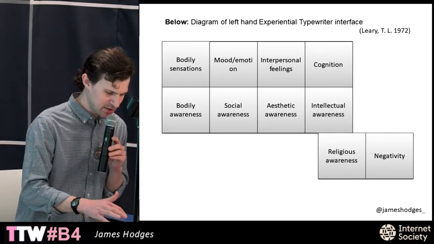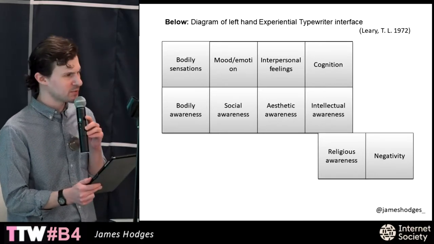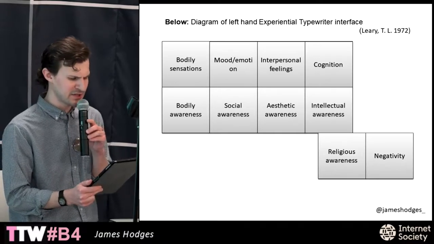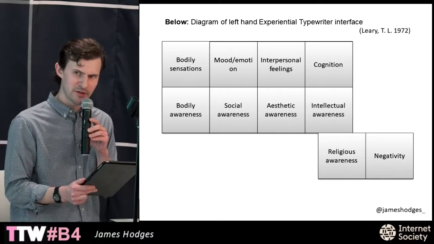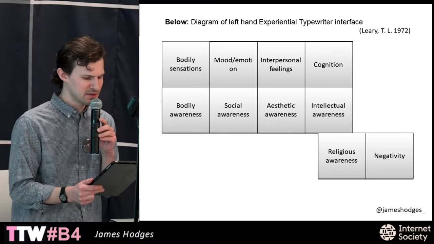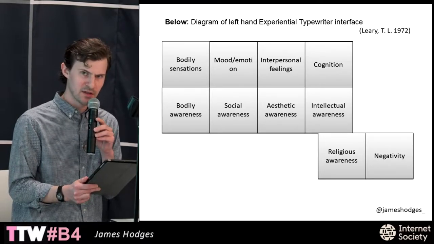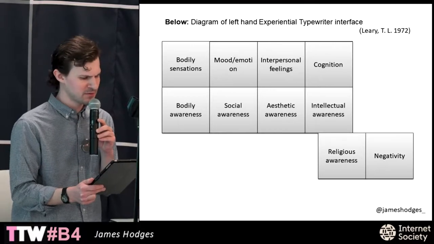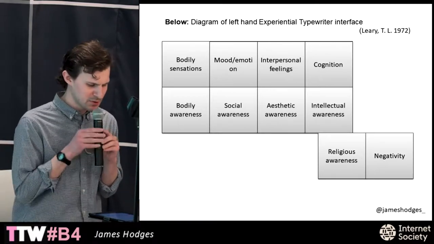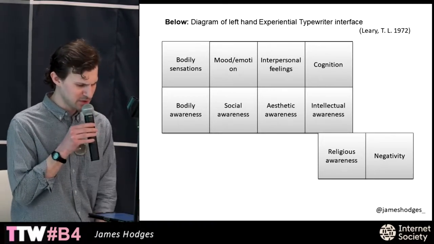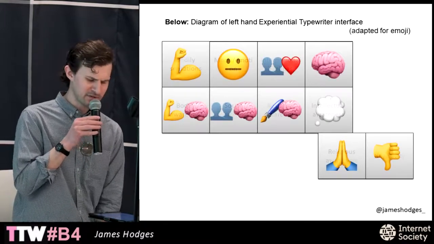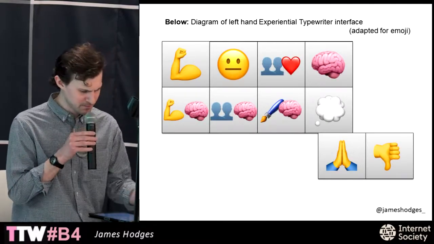In other words, the experiential typewriter was designed as a general-purpose subjectivity modulation technology, allowing researchers to monitor and manage participants' affective states. So in this sense, the experiential typewriter shares several characteristics with modern social media, especially related to the placement of nonverbal signifiers of sentiment on a linear timeline.